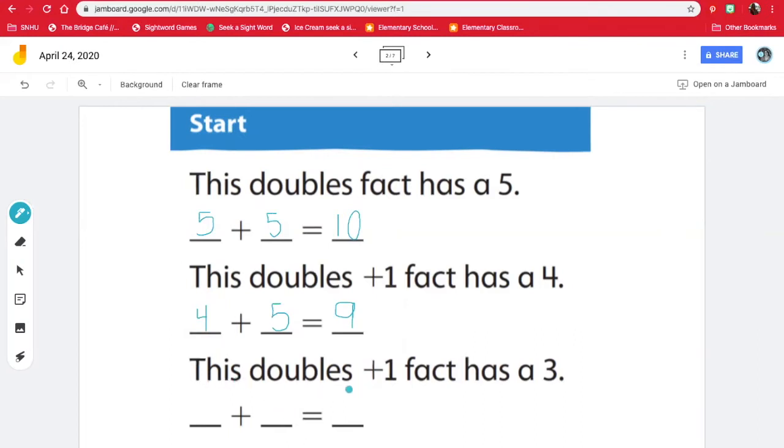This doubles plus 1 fact has a 3. So we could have the answer be a 3 this time. Now, what's a doubles fact? We have 1 plus 1 equals 2, and 1 more would be 3. So this one we could have 1, and 1 more than 1 is 2. That's a doubles plus 1, and 1 plus 2 equals 3.